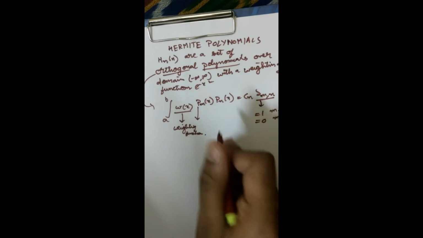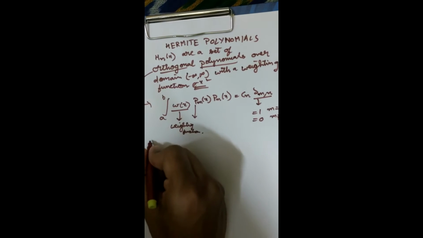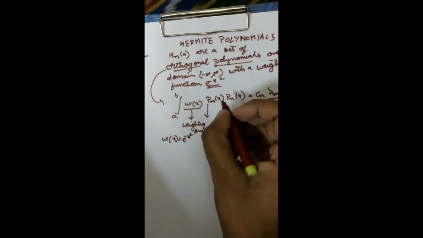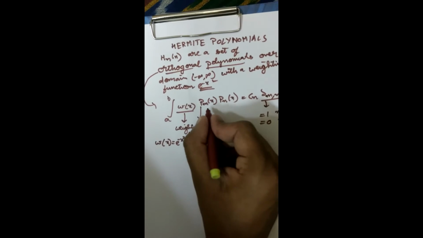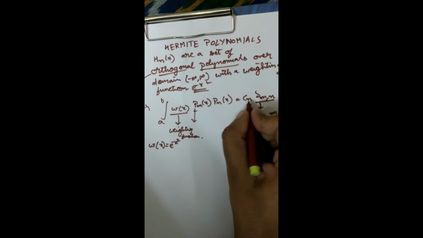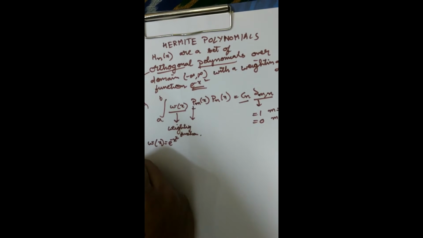Here in the case of Hermite polynomials, we have been given in the definition that the value is e power minus x square. So w of x is e power minus x square. Now let us study its properties, and finally we'll get to know the value of p of x, and then substituting in this equation we can get the value of cn. Okay, let us study its properties first.